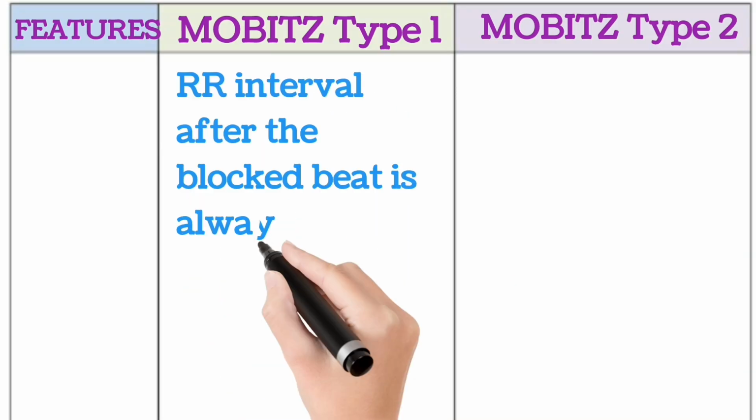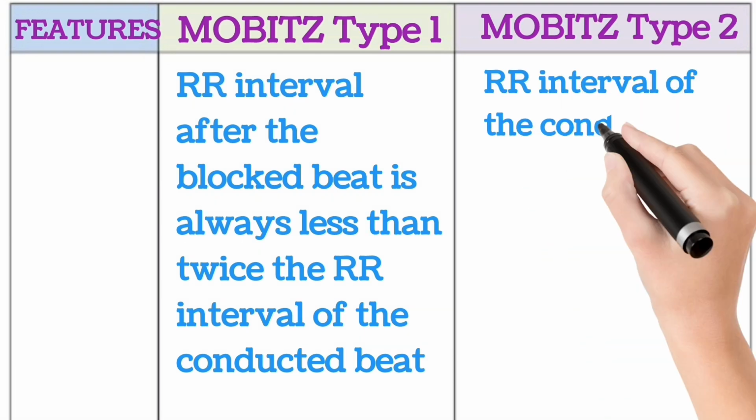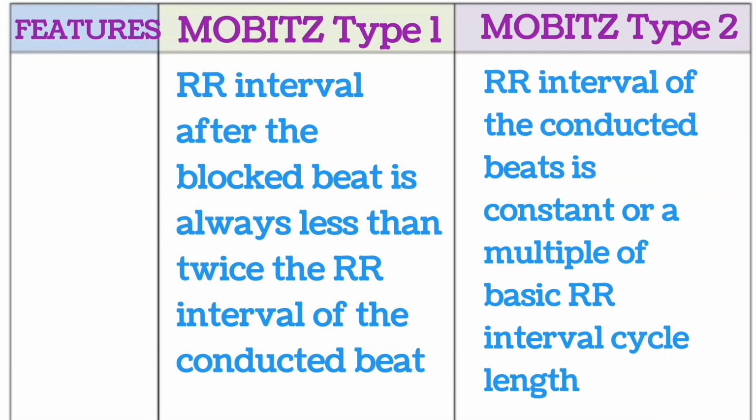In Mobitz type 1, the RR interval after the blocked beat is always less than twice the RR interval of the conducted beat. But in Mobitz type 2, the RR interval of the conducted beat is always constant or a multiple of the basic RR interval cycle length.